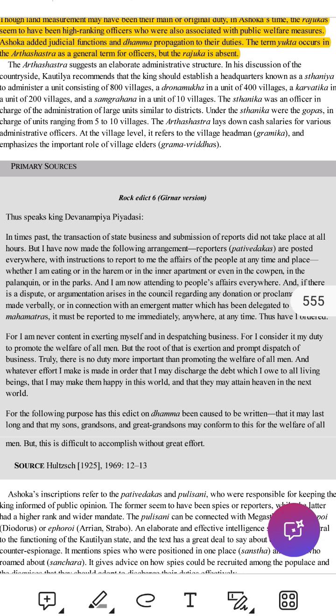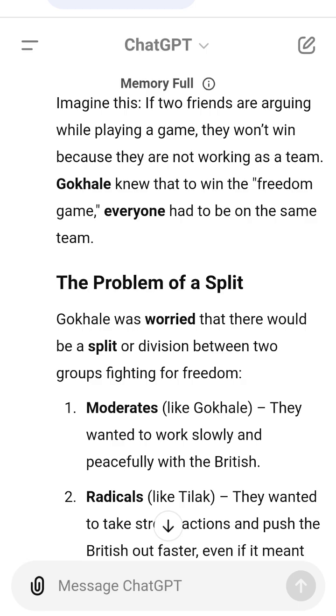Simple example: imagine a village is like a small class in a school. The Gramika is like the class teacher responsible for taking care of the class. The Gramavridas are like the senior students or older family members who helped the teacher make good decisions.